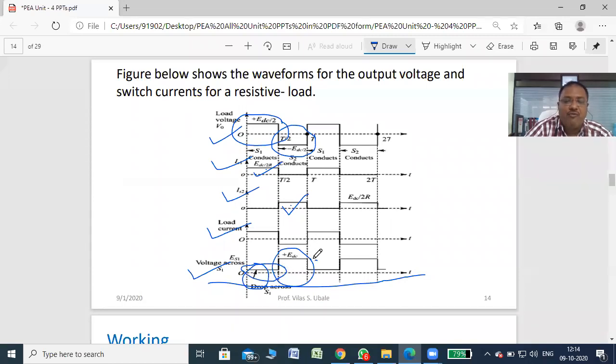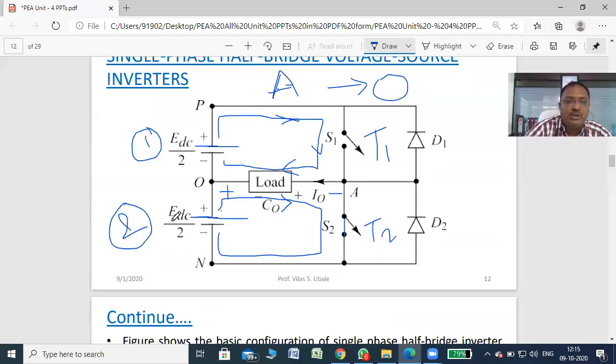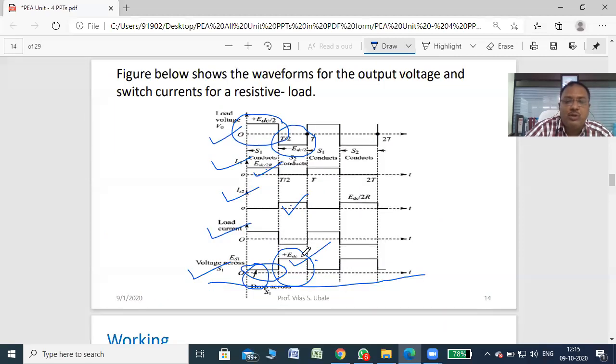And when the device is off, that time the voltage is equal to EDC, not EDC by 2, because both voltages will appear across that particular device. So when the device is off, the voltage is equal to EDC. Keep this in mind. Whichever switch is on, the voltage across that switch is equal to its voltage drop, maybe 1 volt, or maybe 3.5, maybe 0.7. It depends upon the power device.